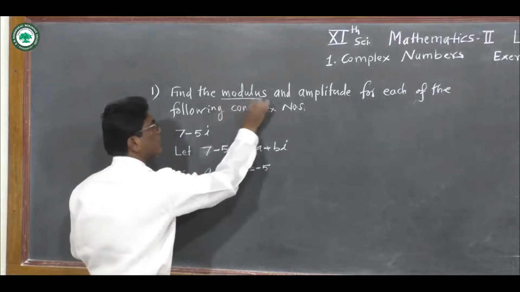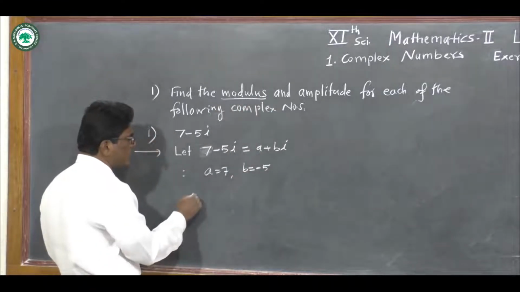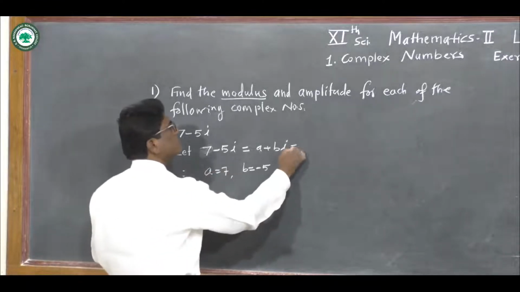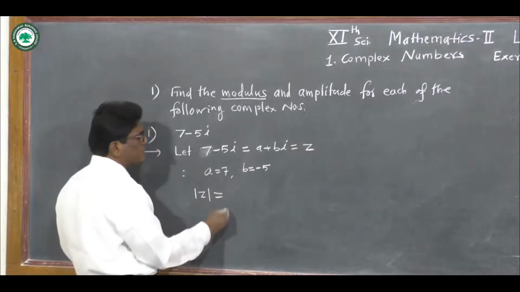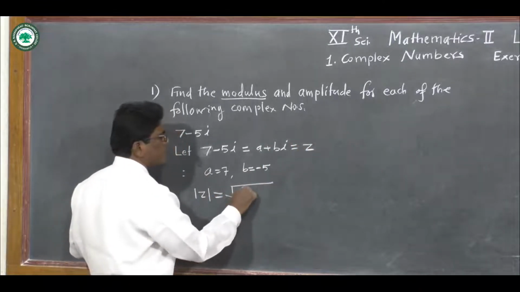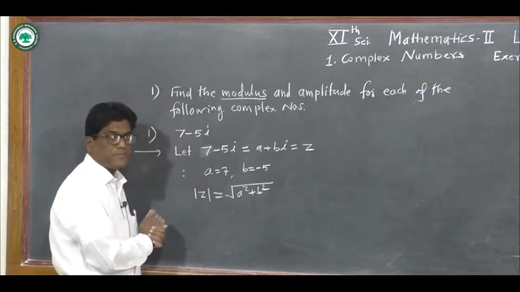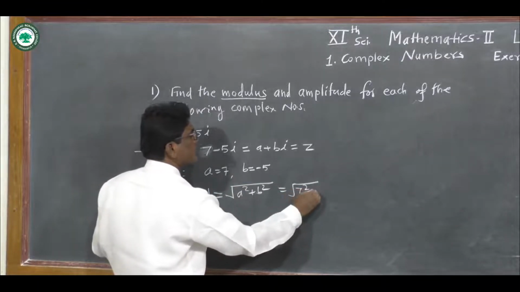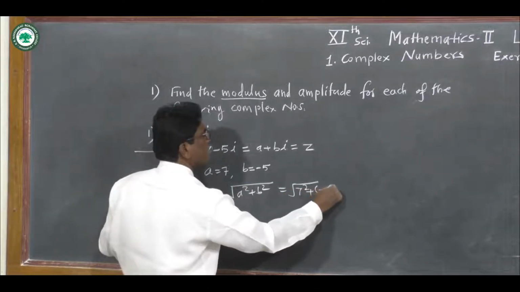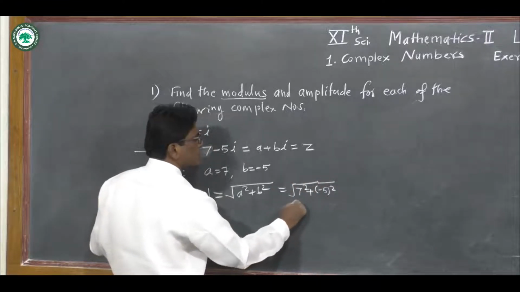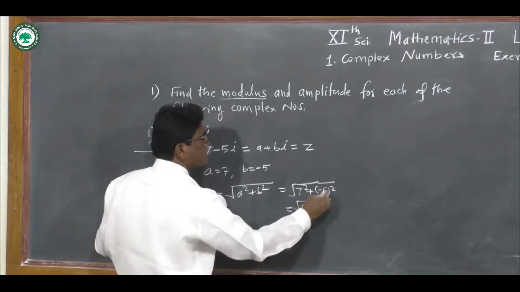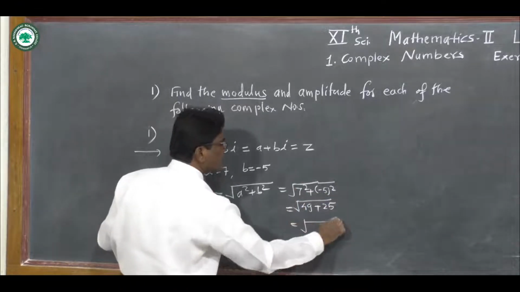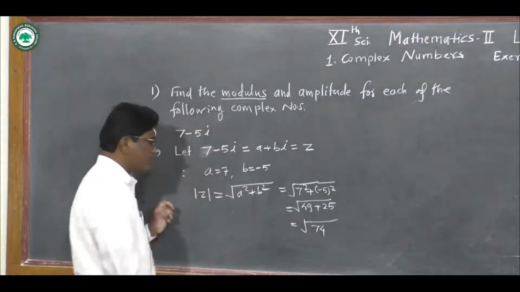Now we have to find the modulus. Modulus is denoted by mod of z. We may call this z. So mod of z is equal to, the formula is, under root of a square plus b square. So it is equal to under root of, put the value of a, that is 7 square, plus b as minus 5 square. So 7 square is 49 and minus 5 square is plus 25. Minus square is positive. So it is equal to under root of 74. This is the mod of z.